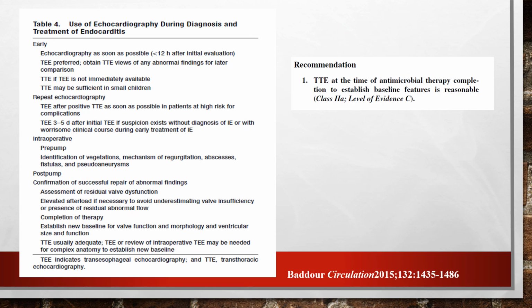In the American guidelines, it's almost the same. Echocardiography as soon as possible, less than 12 hours after initial evaluation. TEE is always preferred over transthoracic echo. And for repetition, here they mention 3 to 5 days after initial TEE if suspicion still exists, or TEE after positive transthoracic echo as soon as possible in patients at high risk for complications. One of the guidelines recommends that transthoracic echo at the time of antimicrobial therapy completion to establish a new baseline is reasonable. So you do transthoracic echo at the end of medical treatment of infective endocarditis, and that's class 2A.